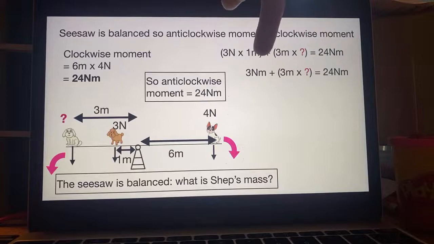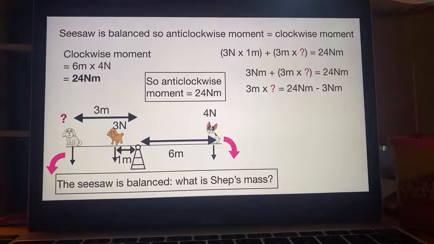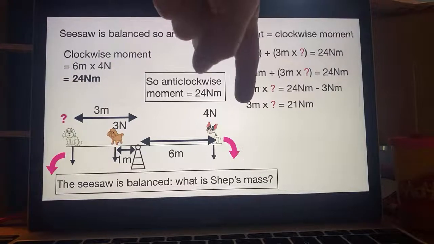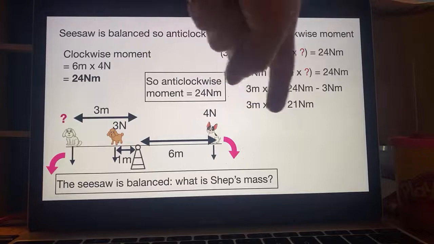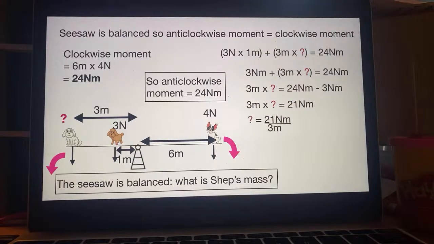We've added 3 newton meters on that side, so we can take it away on that side, and we end up with 3 meters times mystery weight equals 24 newton meters take away 3 newton meters, which is 21 newton meters. All right, so hopefully this is fairly straightforward now. 3 meters times something equals 21 newton meters. We're multiplying by 3 on this side, so we can move it over and divide by 3 on the other side. So we end up with the mystery weight is 21 newton meters divided by 3 meters, which is 7. And again, the meters cancel out, and you get 7 newtons.